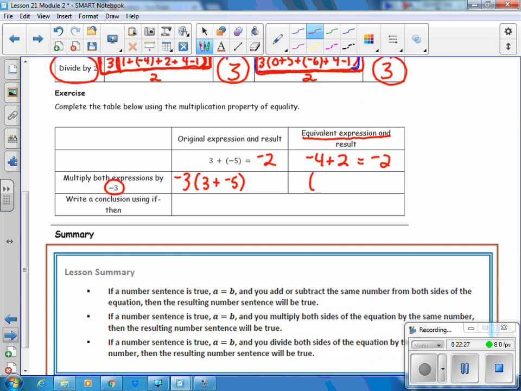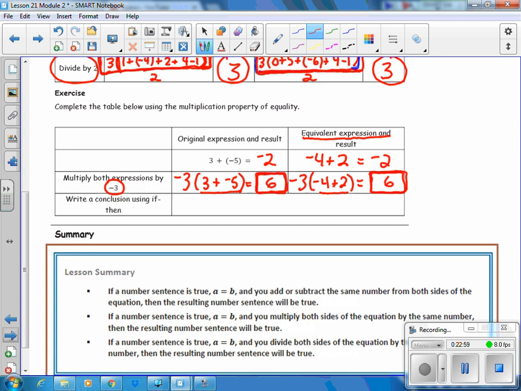Our second expression is -4 plus 2, and I'm going to multiply that by -3. So what would you expect these answers to compare to each other? Here, 3 plus -5 is -2, and -3 times -2 is 6. This is also equal to -2, and -2 times -3 is 6. So, did that surprise you that you got the same answer? It shouldn't at this point.